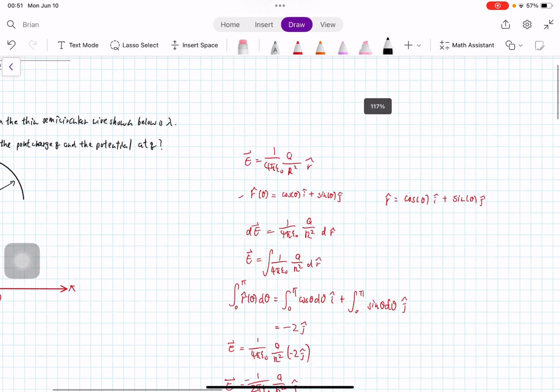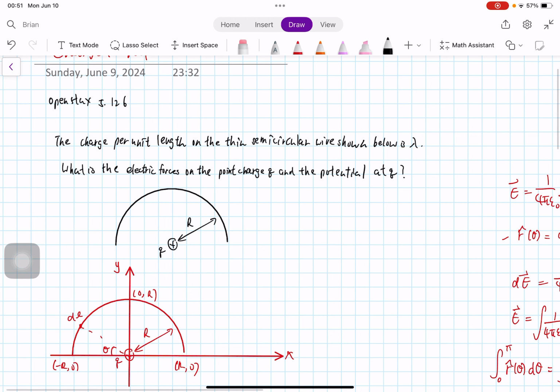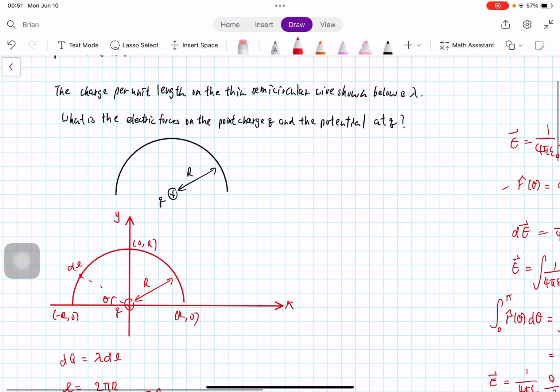So in this session, I'm going to use OpenStax problem 5.126, the last problem of the chapter, to talk about a charged rod. I find this problem very interesting, so you can start after you look at the questions. I changed it a little bit. I added this part to find the potential at Q, and I find it very interesting to connect the electric forces and the potential, so I'll explain a little bit more.